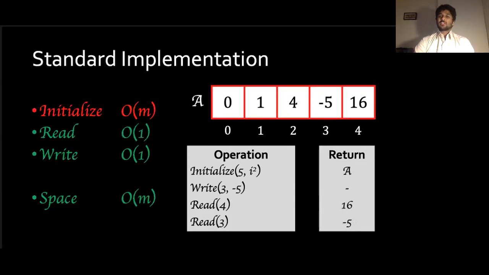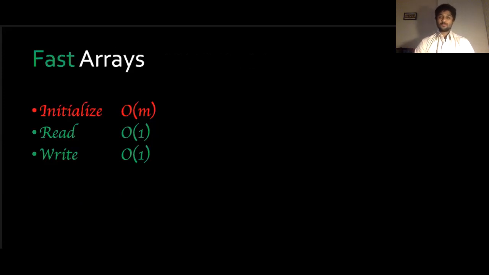The standard implementation of an array allocates a block of memory sufficient to store m elements, initializes all the elements via a for loop, and uses the architecture's native load and store operations for read and write. Thus, the space complexity is O of m. Initialization takes O of m time, and read and write operations take constant time. Are these asymptotic complexities optimal? Or can we do better? That is the motivating question behind our line of research.